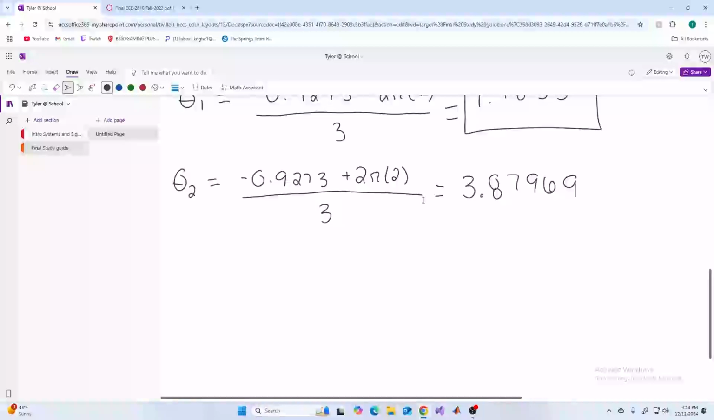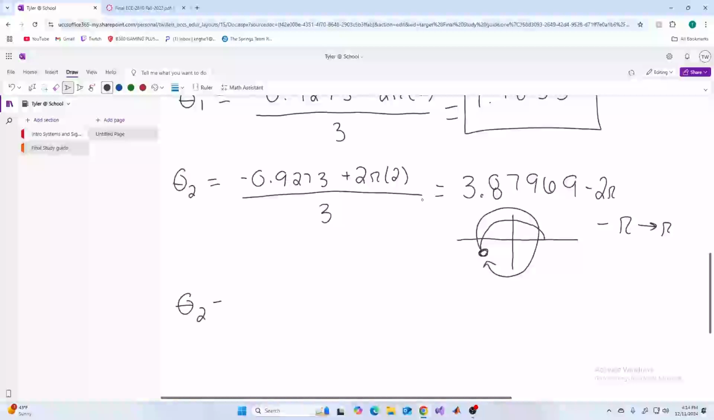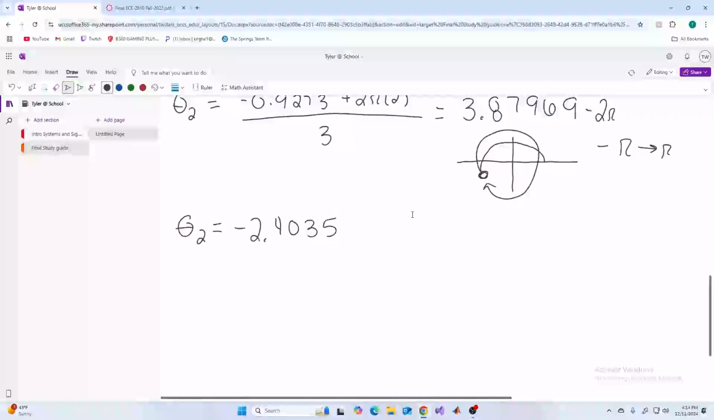If you remember, we're only concerned with negative pi to pi. This value would be right around here. So we need to subtract 2 pi to get this angle here. I'm just going to do minus 2 pi to get it within the principal angle. So I get theta 2 equals negative 2.4035.